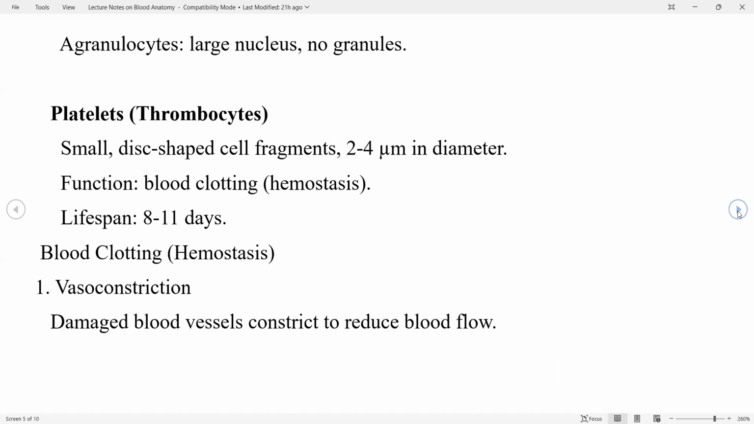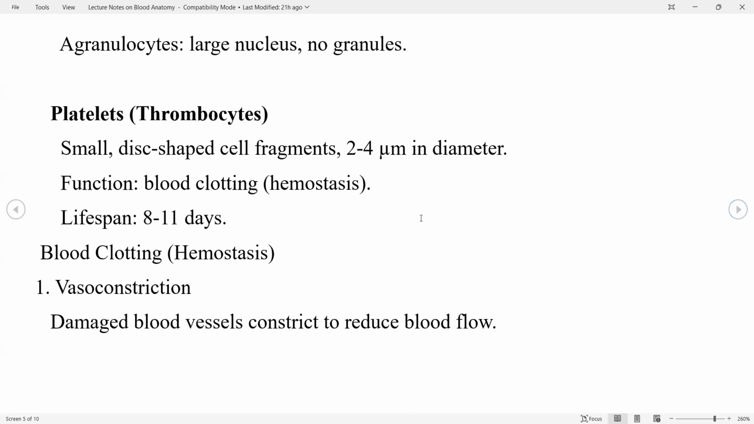Platelets. Platelets are otherwise known as thrombocytes, and they are small disc-shaped cell fragments about 2 to 4 micrometers in diameter. The function of the platelet majorly is blood clotting, otherwise known as hemostasis. So if they ask which blood cell is responsible for blood clotting, the answer is platelets or thrombocytes.